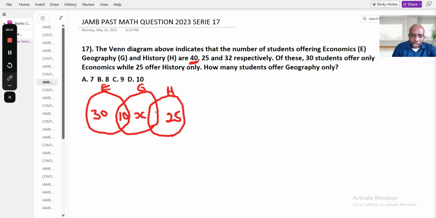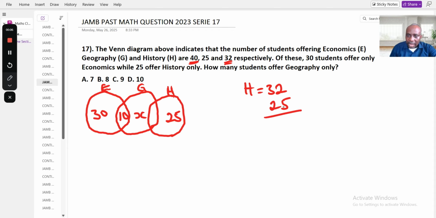Again, let's move to the geography. We were told, no, don't let us move to geography because we don't know the one in the middle yet. Let's move to the one that did history. How many people did history? 32. Those people that offer history are 32. Therefore, if they are all 32, we were told that only people that did only history are 25. Who then did history and geography? We are going to minus 25 so that we know the number of people that offer history and geography.